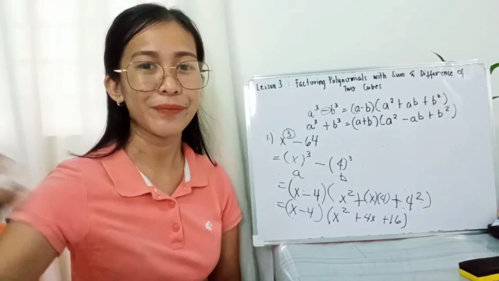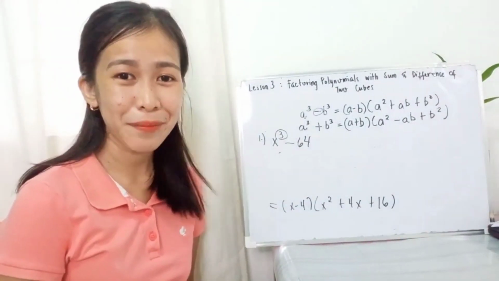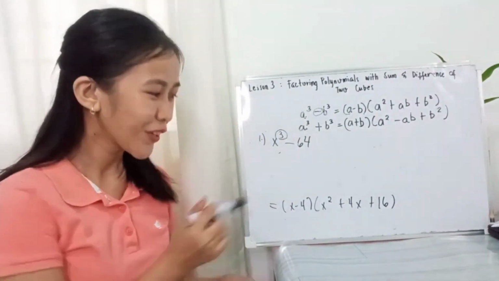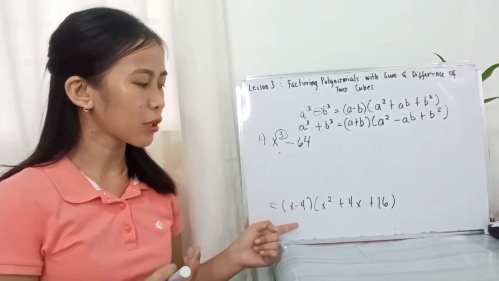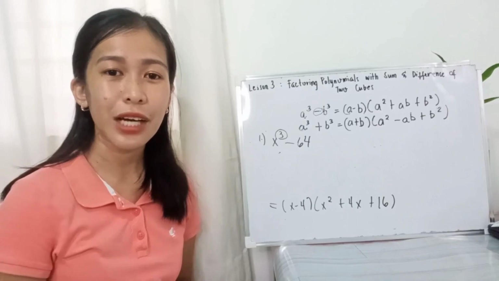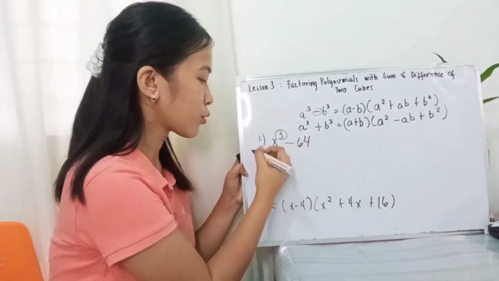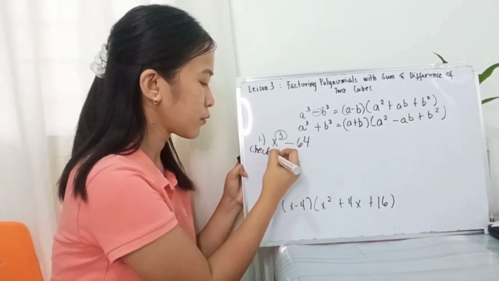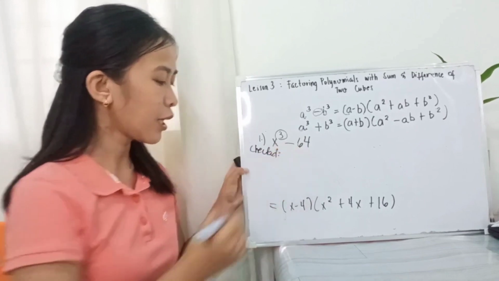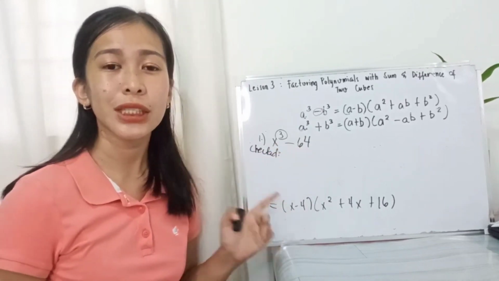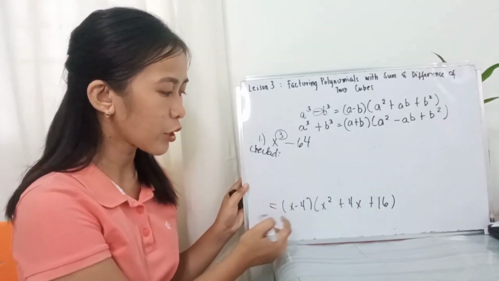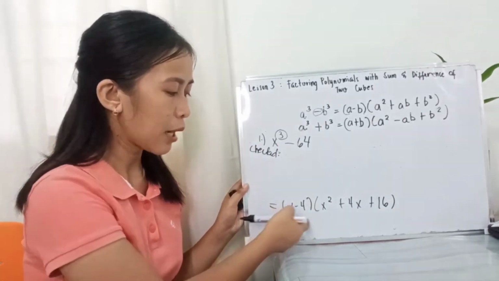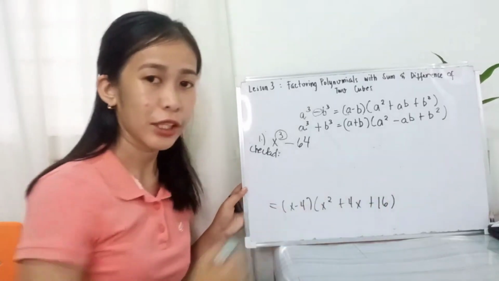Wait lang, ituturo ko sa inyo. Ayan, so pasensya na kayo, medyo tabi-tabingi pala yung sulat ko kanina, no? So, inayos ko lang. And ganito, kung nagda-doubt kayo kung tama ba to, ma'am, tama ba yan? Okay, so ganito yung gagawin, enable for you to check. So, what you are going to do to check is to use the distributive property of equality. So, i-distribute mo lang to or i-multiply mo lang tong binomial natin dito sa ating trinomial.